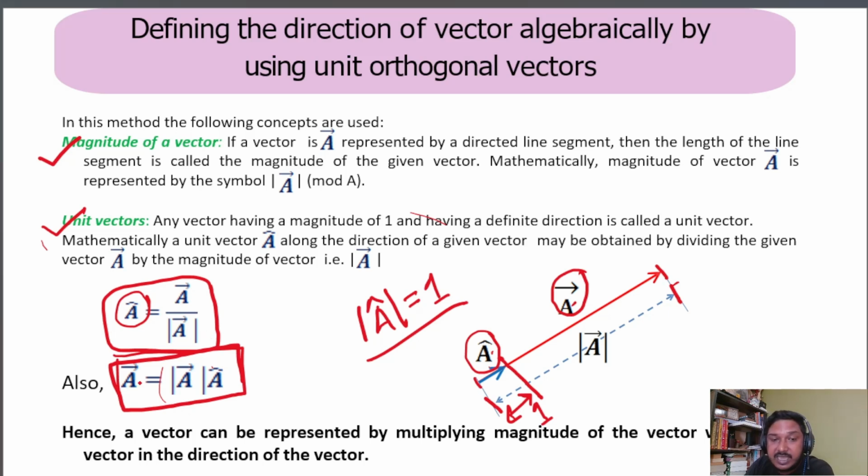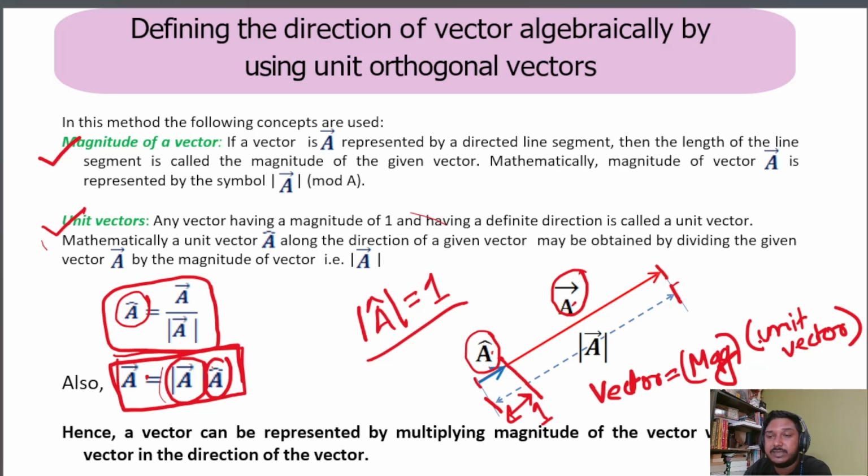Again, I am repeating, any vector can be represented by the product of the magnitude of that vector and the unit vector in that direction. Okay, so any vector is basically equal to the magnitude multiplied by the unit vector. Okay, so any vector is magnitude times the unit vector. The unit vector should be in which direction? In which the original vector is.